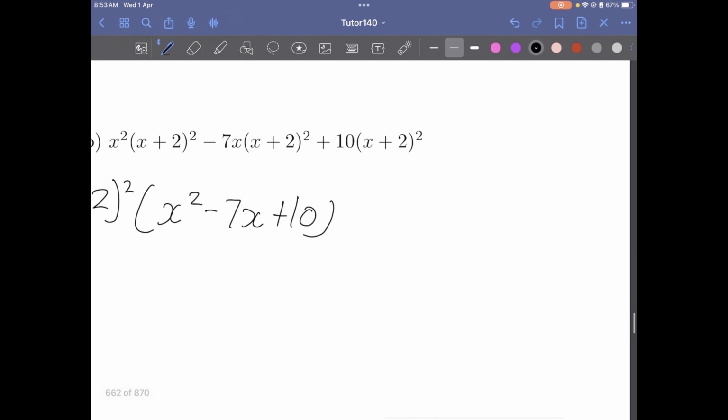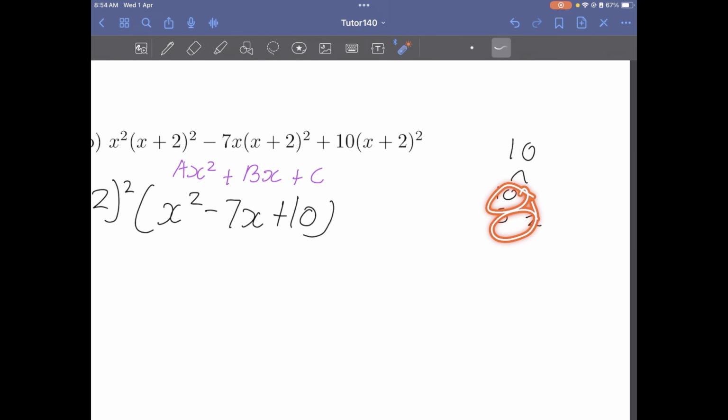So we're going to list the factors of 10, because this is a quadratic of the form ax squared plus bx plus c, right? A is just 1. You know, 1 times anything is just that number. So we're going to find the factors of 10, which are 10 and 1, and 5 and 2, right? Which of these factors can we manipulate to get negative 7? 5 and 2.